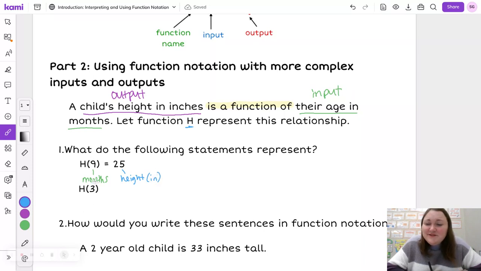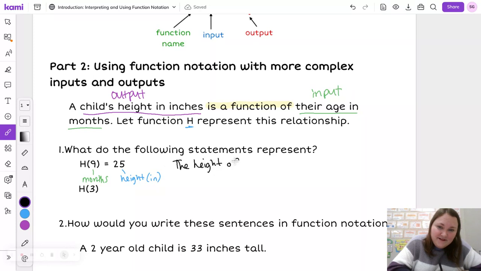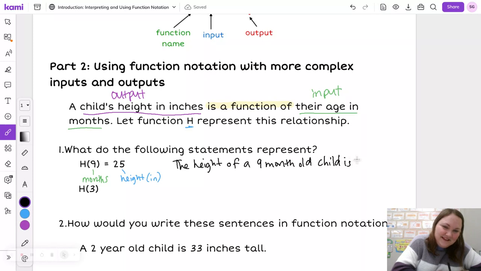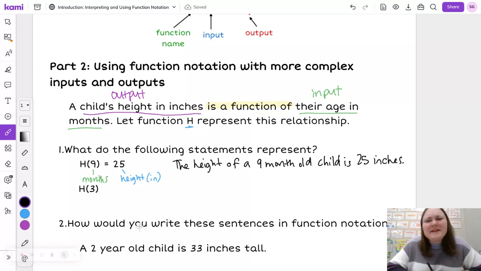And so if I wanted to write a sentence to describe this, I could say the height of a 9-month-old child is 25 inches, or something similar to that. Why don't you go ahead, pause the video, and try that other one. Put h of 3 into words.